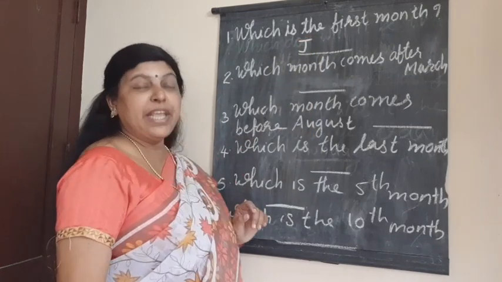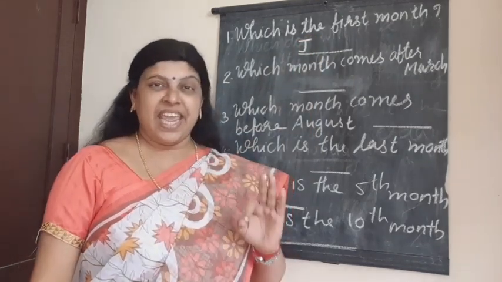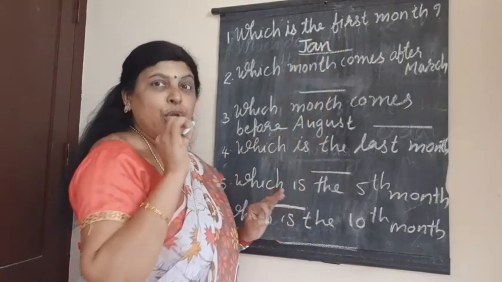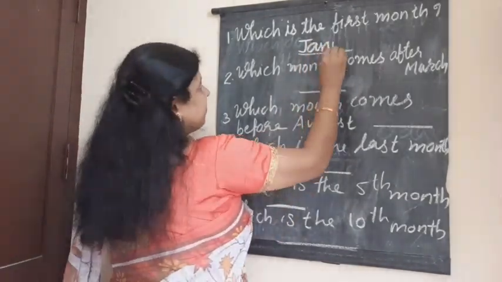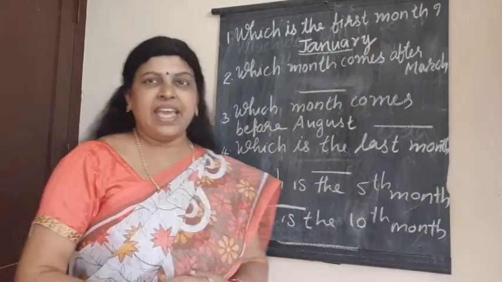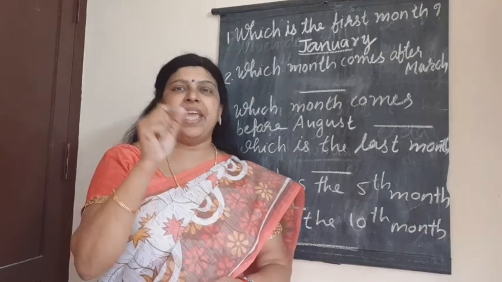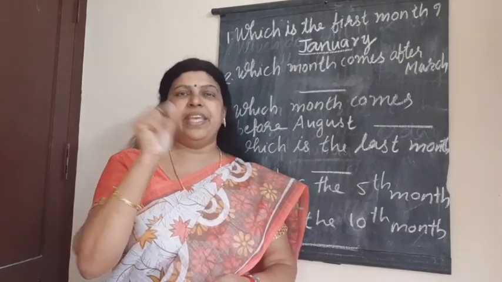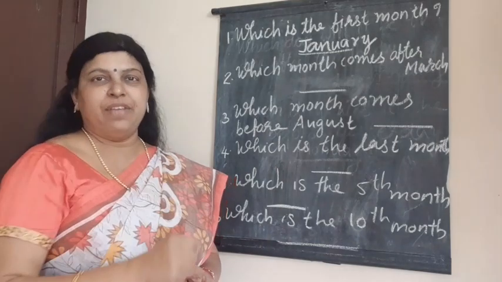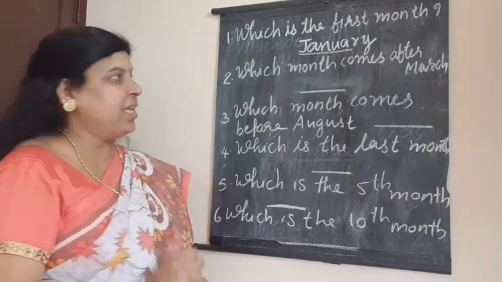Spelling of January. J-A-N-U-A-R-Y. January. First month of the year, January.